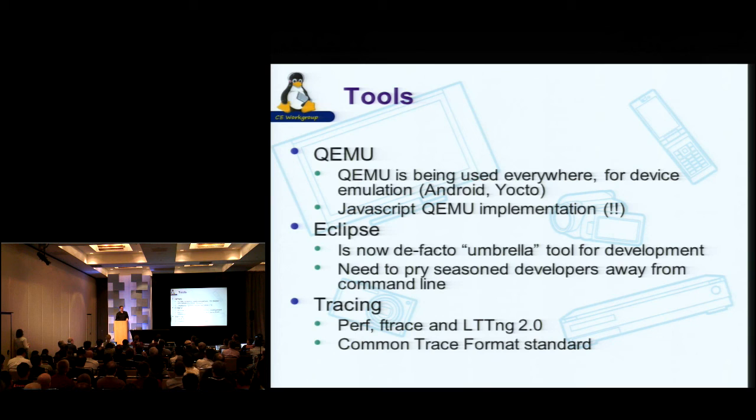I don't know if we'll ever pry kernel developers away from their command line tools, but there are some neat features there. In tracing, we're still seeing a lot of activity: perf, ftrace, LTTng 2.0, and the Common Trace Format standard. There's lots of stuff going on with tracing. It continues to improve all the time, and there are a lot of really cool new features. I didn't get this in the slides, but look in the schedule for a presentation on how to use ftrace to find issues in your embedded projects.